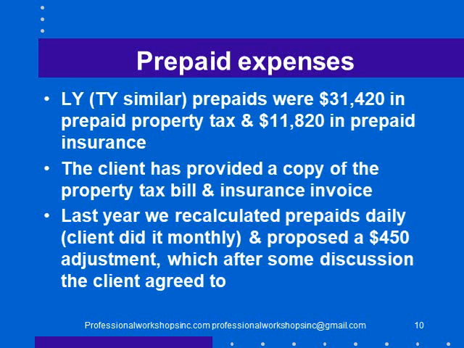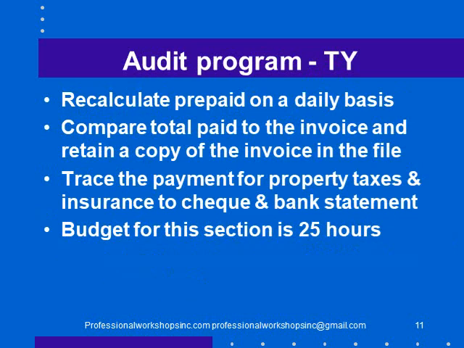The client has provided us with a copy of the property tax bill and the insurance invoice. Last year we recalculated prepaids daily. The client did it monthly, and we proposed a $450 adjustment, which after some discussion the client agreed to. So our audit program this year is recalculate prepaids on a daily basis, compare the total paid to the invoice and retain a copy of the invoice in the file, trace the payment for property taxes and insurance to the check and to the bank statement, 25-hour budget.